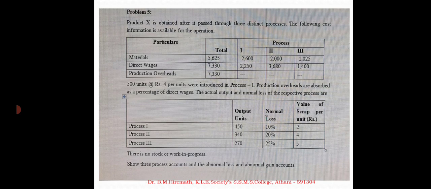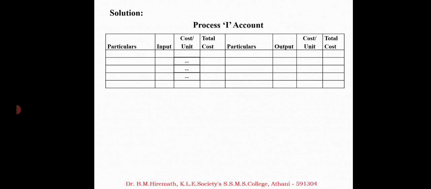For process 2, the output is 340 units and normal loss is 20%, and the scrap of process 2 is sold at rupees 4 per unit. And process 3, the output is 270 units and normal loss is 25%, and the scrap is sold at rupees 5 per unit. There is no stock or work in progress. Show the 3 process accounts and the abnormal loss and abnormal gain account. This is the problem. Let us see.